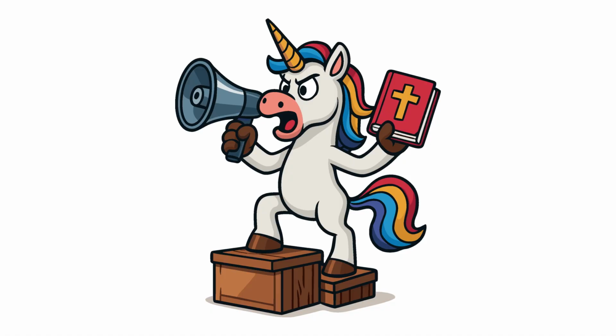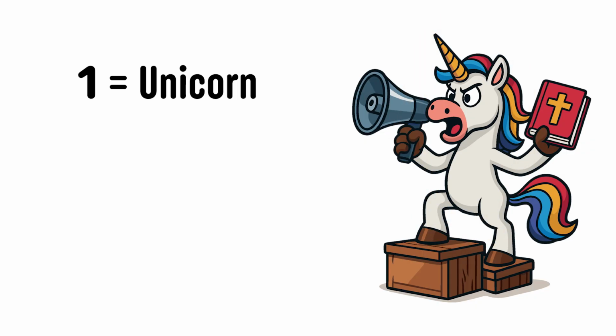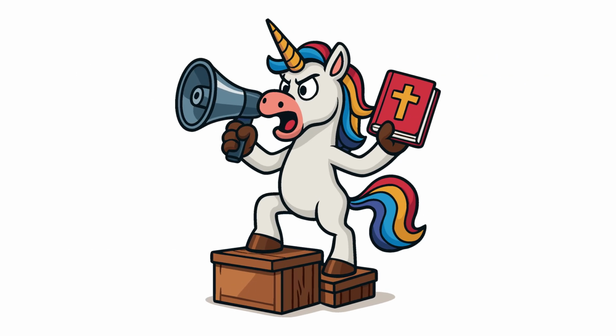This image represents the First Amendment. The number 1 is represented by a unicorn because unicorns only have one horn. Next, we have to create a picture to represent the First Amendment. A Bible represents freedom of religion, and a megaphone represents freedom of speech. If we picture a unicorn speaking into a megaphone while holding a Bible, we will forever remember the First Amendment. This image will be burned into your mind forever, every time you think of the First Amendment.